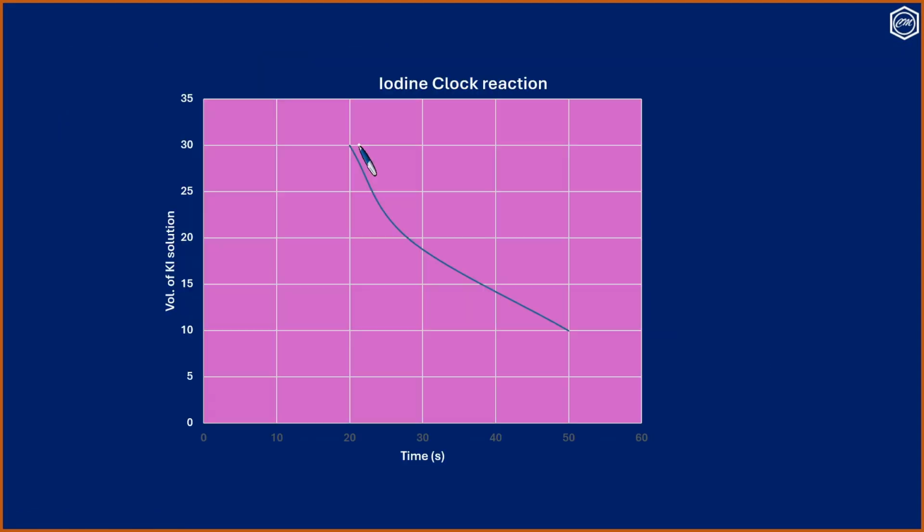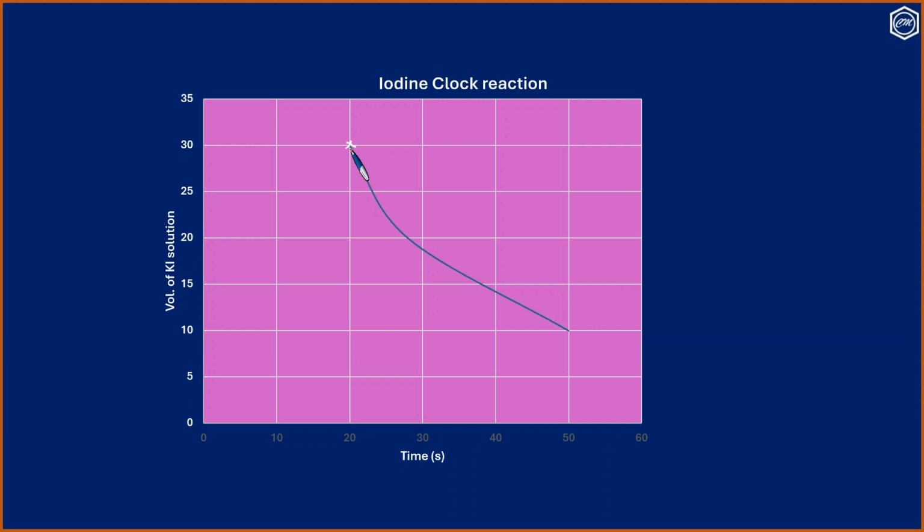We can plot a graph using the data we obtained. On the y-axis we plot the volume of potassium iodide solution, and on the x-axis time. The volume of potassium iodide solution is proportional to the concentration of potassium iodide. So at this point the concentration of potassium iodide is maximum, and as the reaction proceeds, the concentration of potassium iodide decreases.